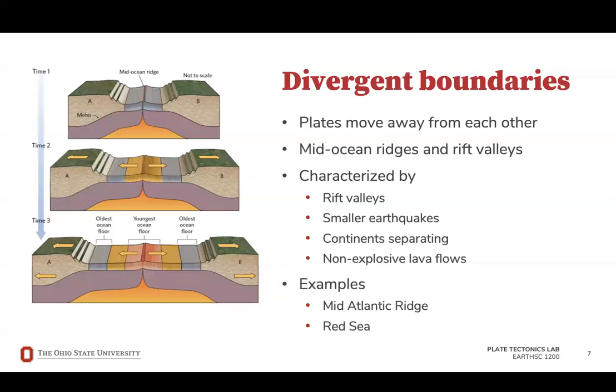continents. Some examples of divergent boundaries on our planet include the Mid-Atlantic Ridge, which separates North and South America from Europe and Africa, the East African Rift Valley, which is an early stage of continent splitting in Africa, the Red Sea Rift, which is a land bridge between Africa and the Arabian Peninsula.